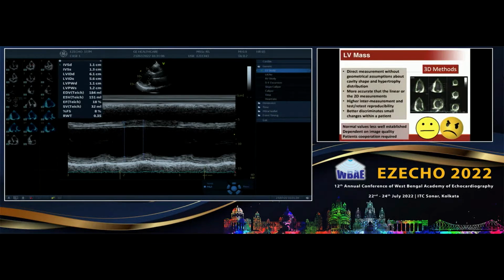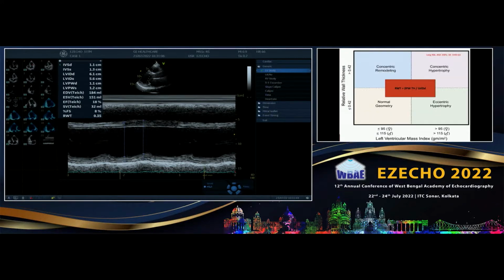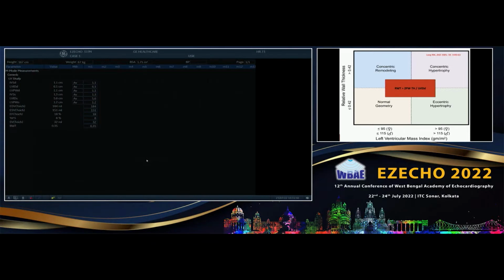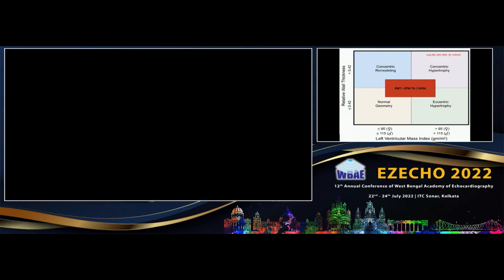Many times qualitatively we feel that it is thick, correct? But whether that thickness is at the expense of the LV cavity or not at the expense of the LV cavity, that is the issue. So what you do with the numerator is your LV diastolic diameter, correct? And what is the denominator? Denominator is 2 times the posterior wall thickness, correct?